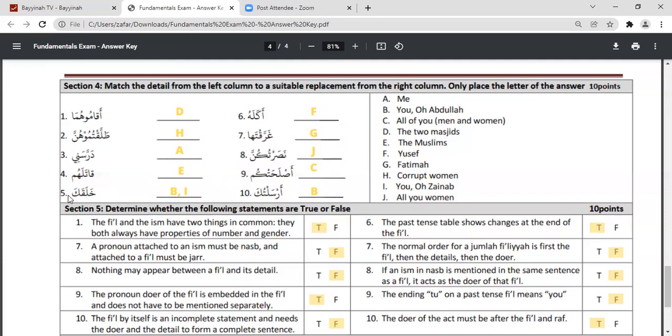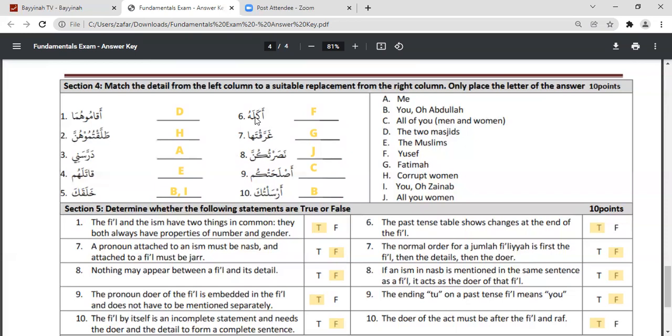Khalaqaka is, and in some it is also khalaqaki. So if we look over here, then it is obviously the second person singular. So over here, we can put, if anybody has put B, that is you, O Abdullah, or you, O Zainab, both are fine. If you have khalaqaka, you will put B. If you have khalaqaki, you will put I, that is O, you, O Zainab, right?